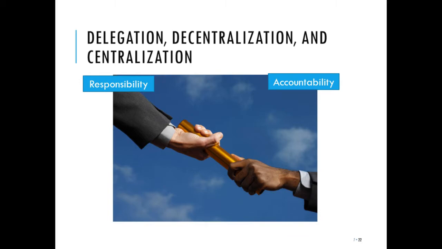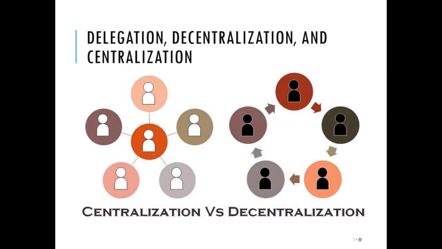Here, accountability means that employees who accept an assignment and the authority to carry it out are answerable to a superior for their outcome. The extent to which authority is delegated through an organization determines its degree of centralization. In a centralized organization, authority is concentrated at the top, or here at the center, and very little decision-making authority is delegated to lower levels.